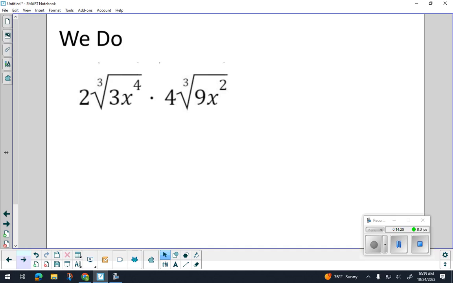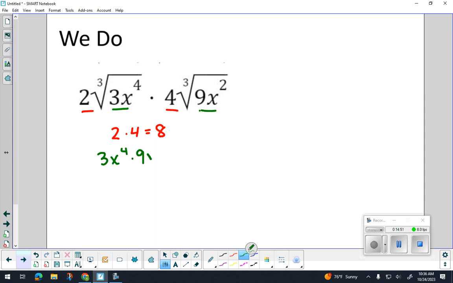So let's do it. So remember the first step is to multiply our numbers. So let's do that. 2 times 4 is 8. Okay. The next step says to multiply the stuff that's underneath the square root. So that's 3x to the 4 times 9x squared. So let's do that. 9 times 3 is 27. And remember, when you multiply two things with the same base, you add their exponents. So 4 plus 2 is 6.